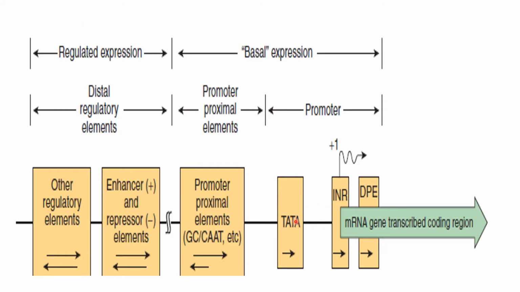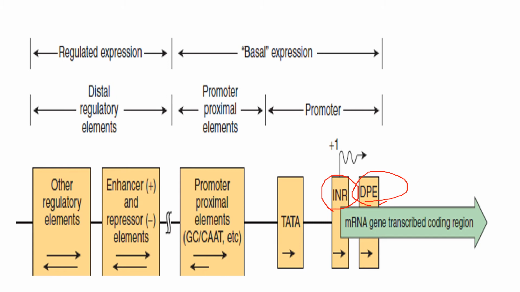The TATA box binds the TATA binding protein in some genes, but most genes contain an initiator. Here the initiator box has specific nucleotide elements, and similarly the DPE, downstream promoter elements. Certain genes contain the TATA box, but most genes contain the initiator or downstream promoter element instead of the TATA box.